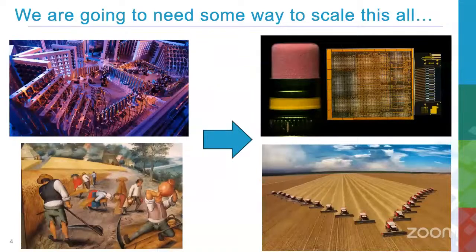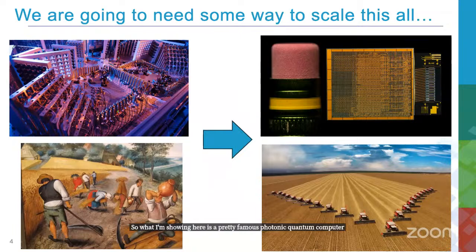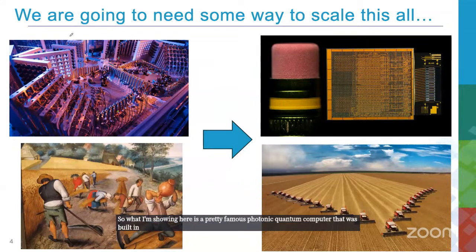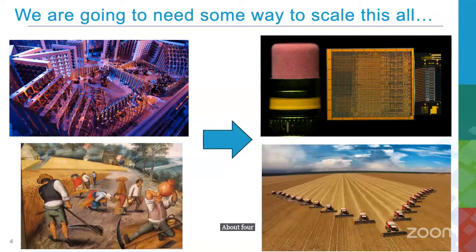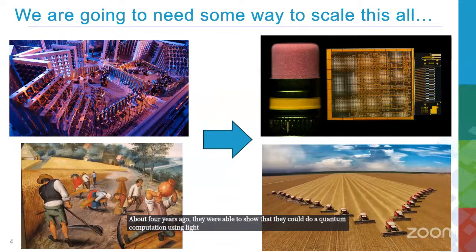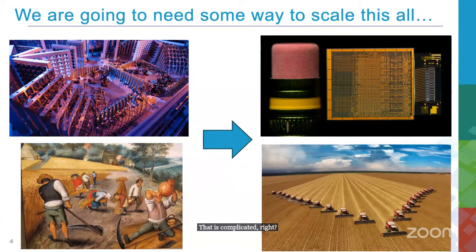What I'm showing here is a pretty famous photonic quantum computer that was built in China by the group of Zhangwei Pan. About 4 years ago, they were able to show that they could do a quantum computation using light that was physically impossible with modern supercomputers. But look at this thing.